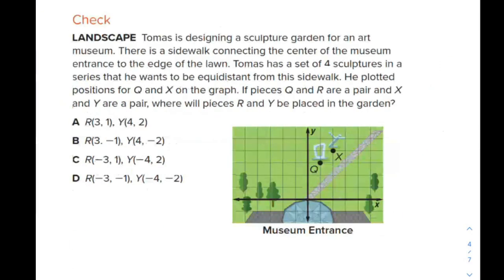Now, what about this question? Thomas is designing a sculpture garden for an art museum. There is a sidewalk connecting the museum entrance to the edge of the lawn, this is the sidewalk he is talking about. As you see here, this is exactly like y equals x. Thomas has a set of 4 points in a series that he wants to be equidistant from this sidewalk. He plotted positions for Q and X on the graph.